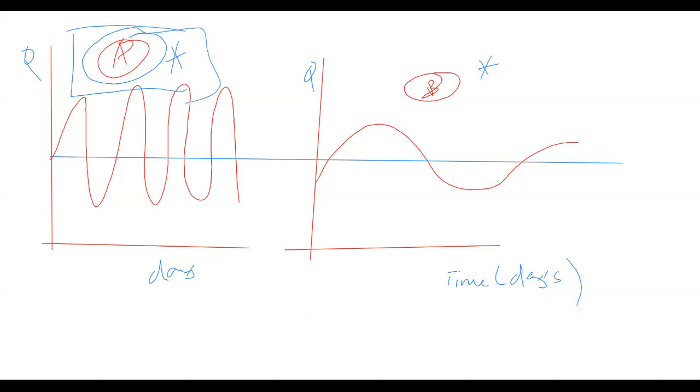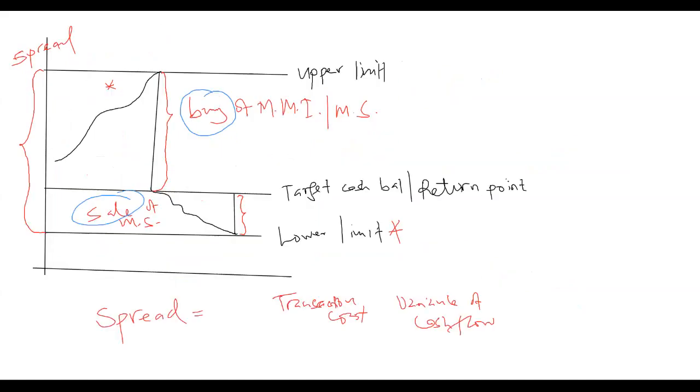Therefore, the higher the volatility, the variance of cash flow, the higher the spread between the lower limit and the upper limit. So there is a direct correlation between the spread and the variance of cash flow, the volatility. Variance is a measure of how volatile the variable is from the mean.